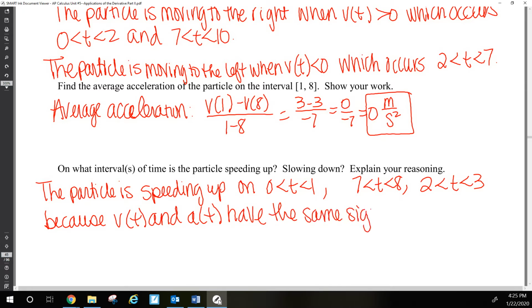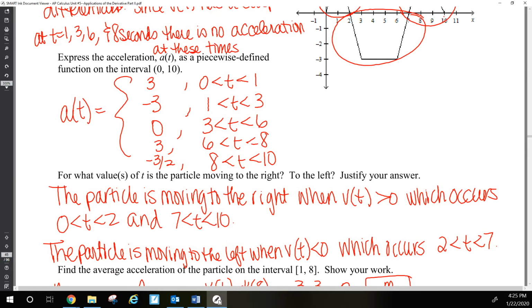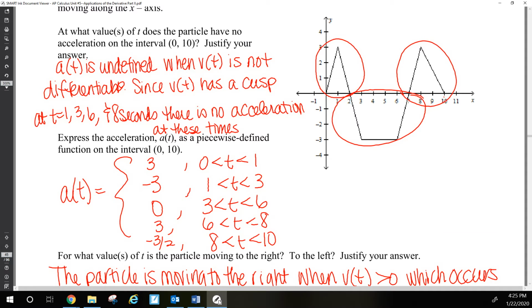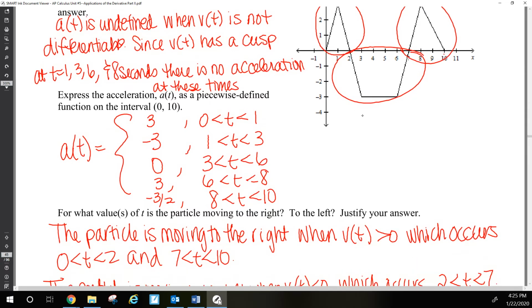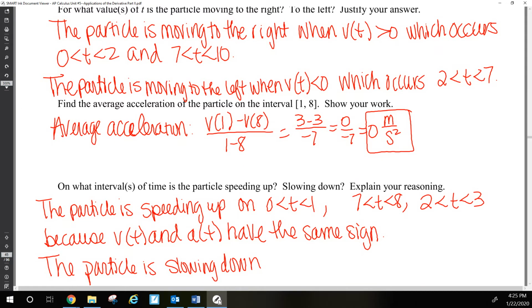All right. When are we slowing down? We can say the particle is slowing down anytime that the velocity and acceleration have opposite signs. So we said 0 to 1, they have the same sign. So between 1 and 2, they're going to have opposite signs. Between 1 and 2, velocity is positive, but acceleration is negative. Our first interval is going to basically be the opposite intervals of these. So between 1 and 2.